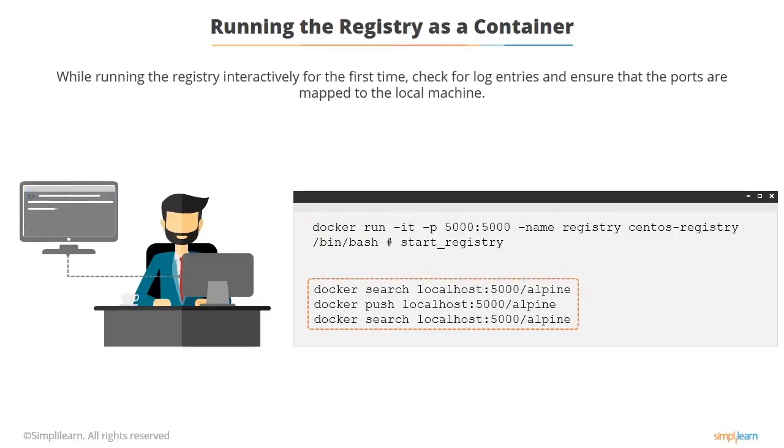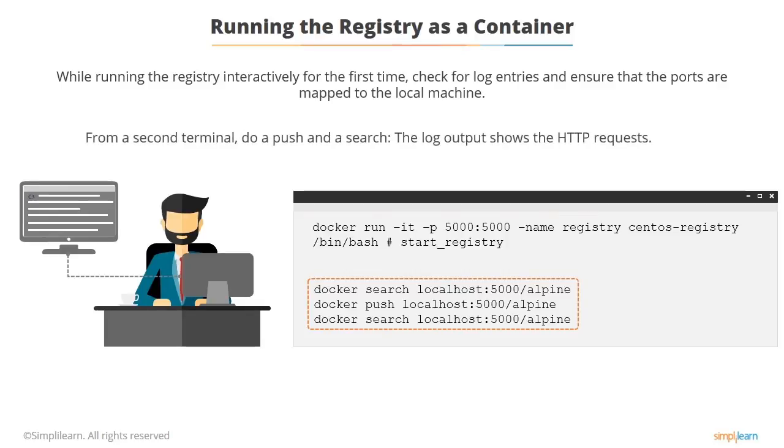Once it's up and running, you use Docker search and Docker push to access the registry. So that one would show nothing, then the Alpine being pushed in, then the search would show Alpine as being in the registry. With this we complete the concept of Docker registry. Now Randy will explain the steps involved in creating and using Docker registry with the help of a demo.